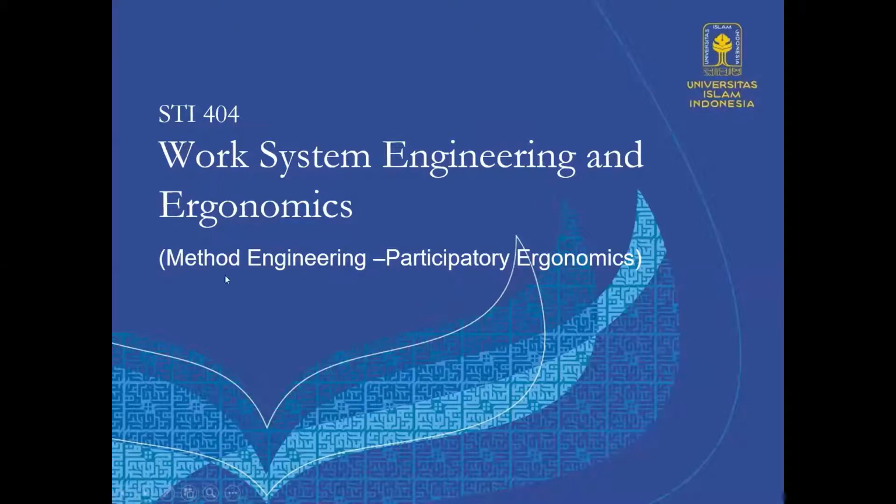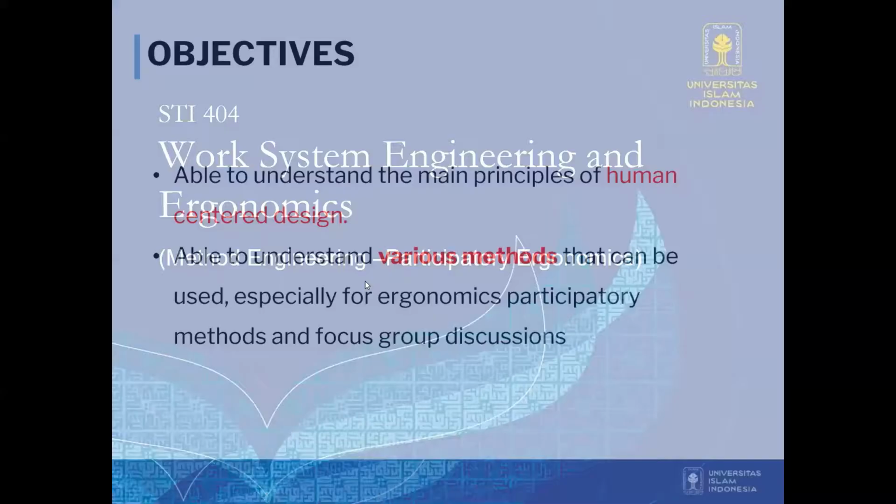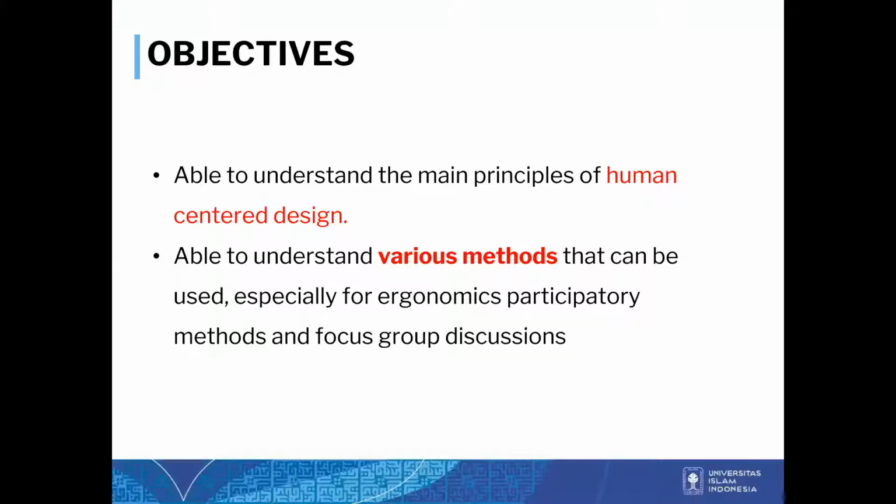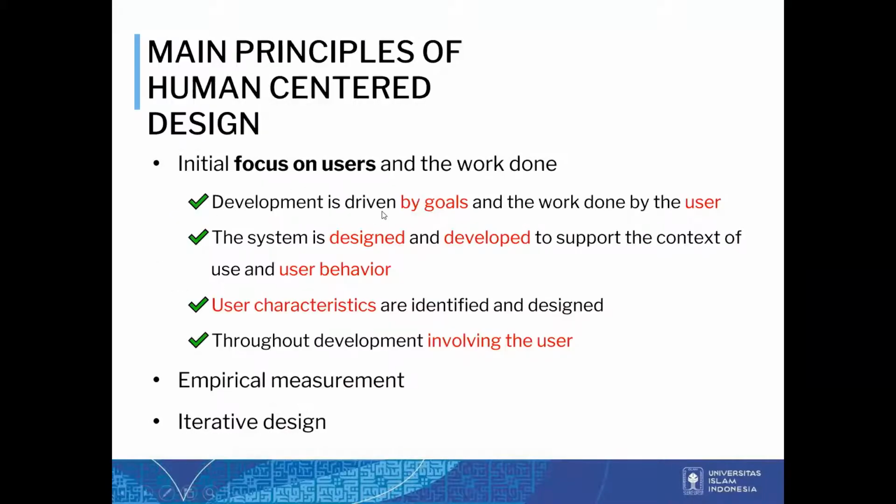Next material about method engineering in ergonomics. So the objective is that we can understand the main principle of human-centered design. Another word for ergonomics is human factor engineering, or we can call it the method with human-centered design or user-centered design. It means that first we develop the method or design the product driven by goals and the work done by the user.